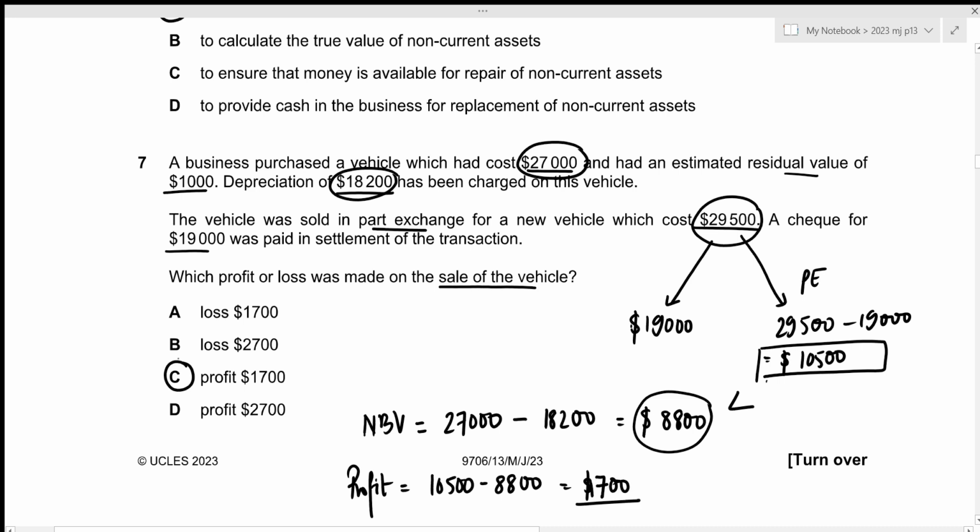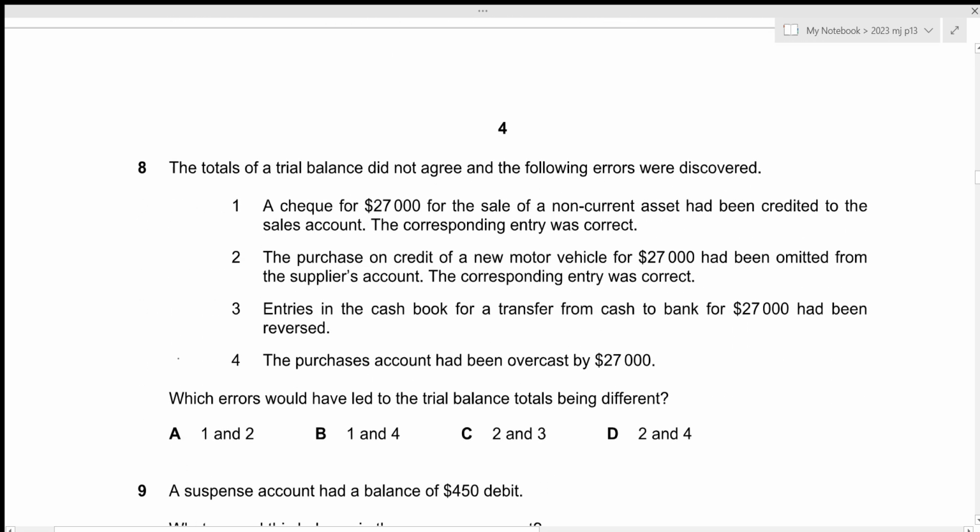Let's move towards the 8th question. The totals of a trial balance did not agree and the following errors were discovered. We need to figure out which errors would have led to the trial balance totals being different. So the first one is a check of 27,000 for the sale of a non-current asset had been credited to the sales account. The corresponding entry was correct.